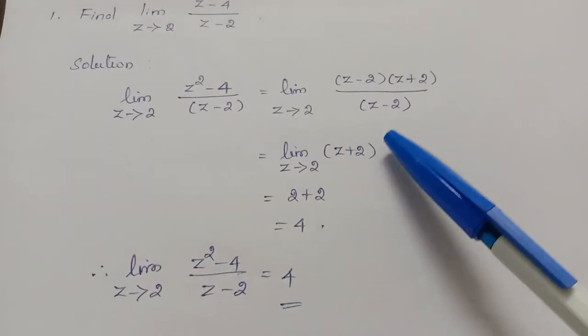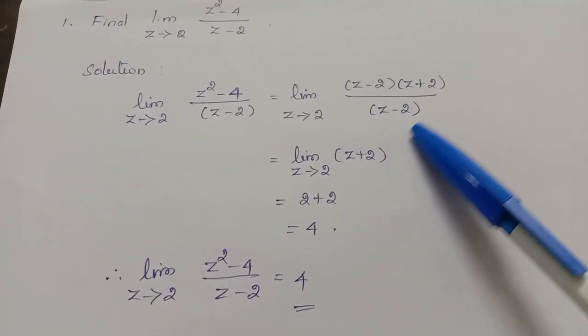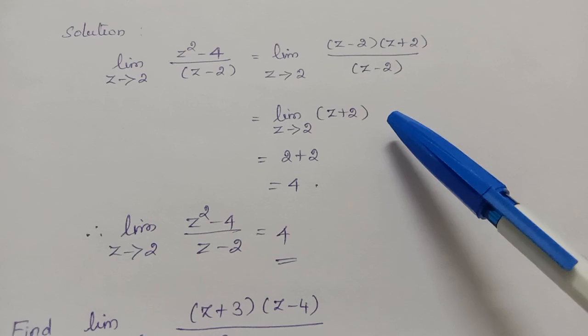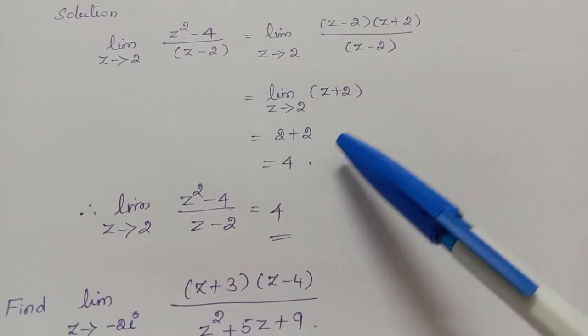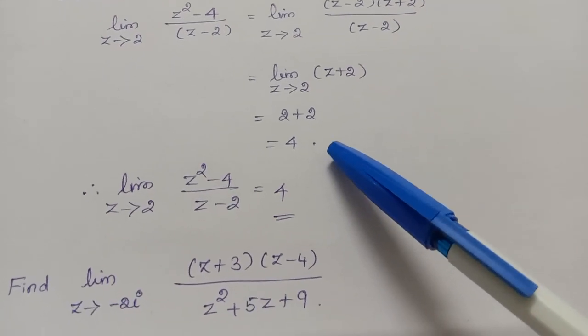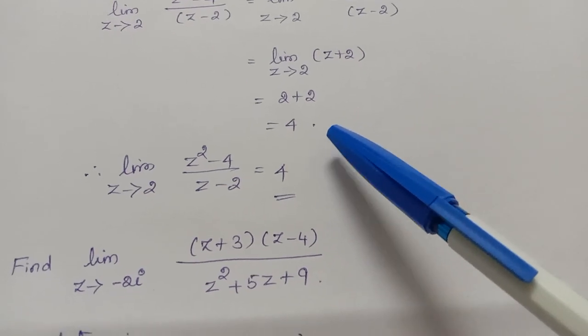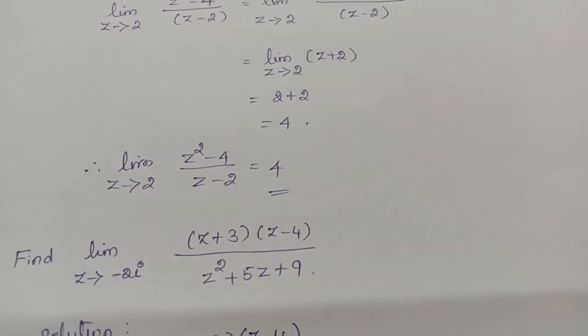Only when you get indeterminate forms like this, in that case, you try to simplify. Okay, whether you can come out of that indeterminate form and get any finite solution. Okay, if you get the finite solution, it is called the limit. Otherwise, you can say the limit does not exist.